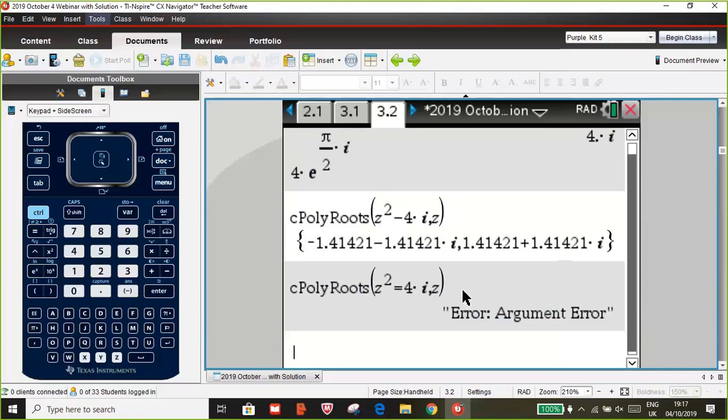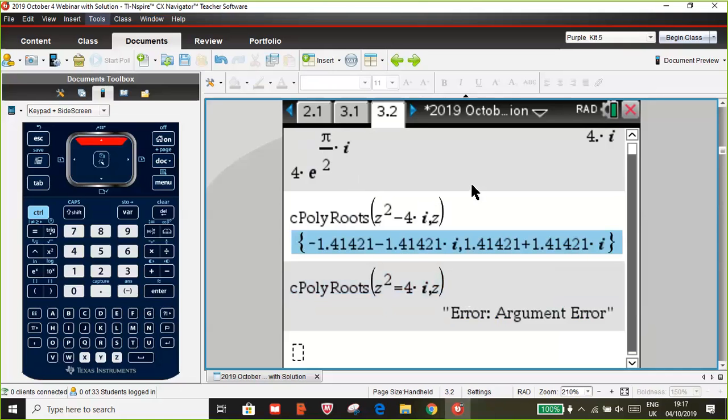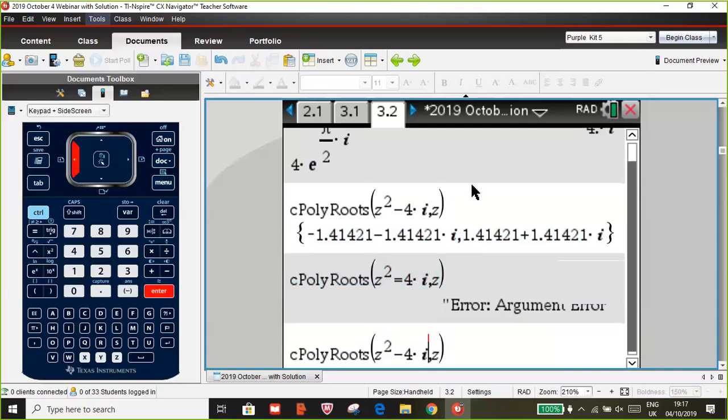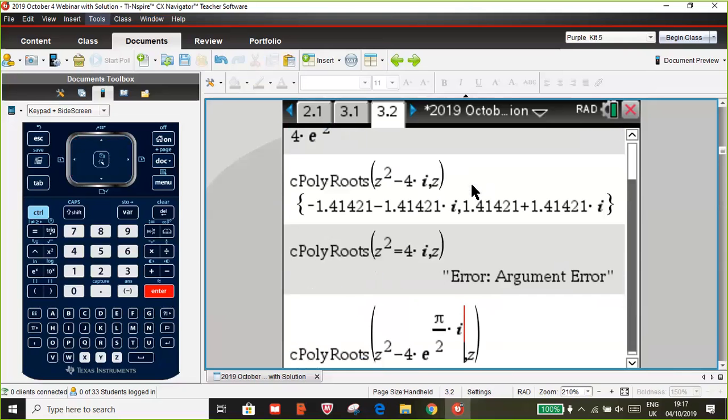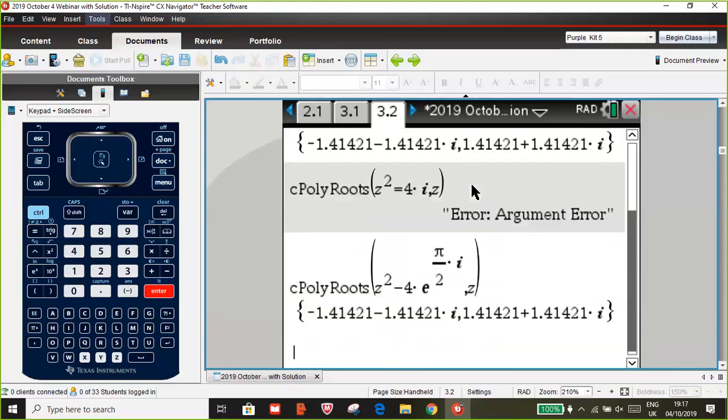Some students may not want to do all this, changing 4e power 2i into 4i. Can they still do it? Yes, they can. I can show you now. Just copy this. Now if I don't want this, I can go up and copy it there. And I press enter. They give me exactly the same answer as before.